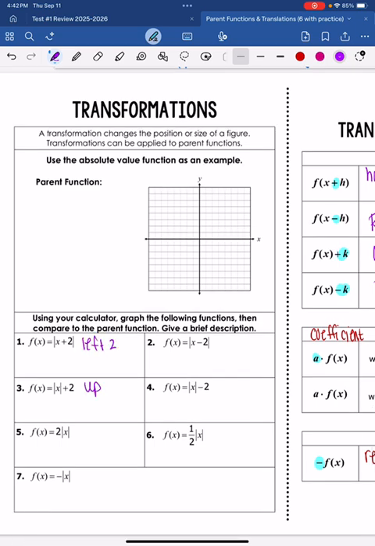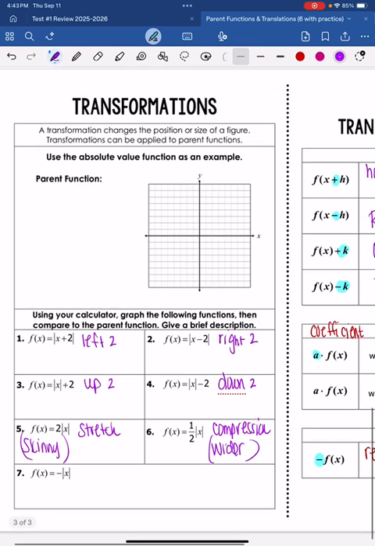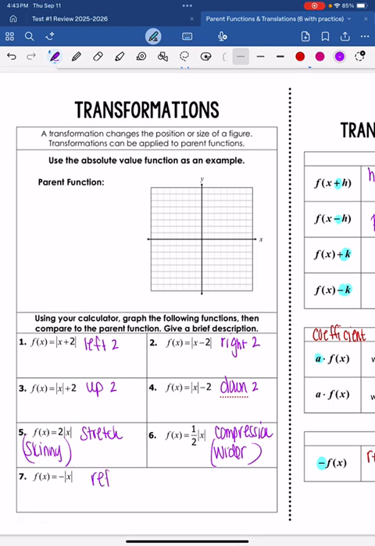Left 2, up 2, right 2, down 2. This is skinny. This is called a stretch. And this is a compression. It's wider. And the negative absolute value of x is a reflection.